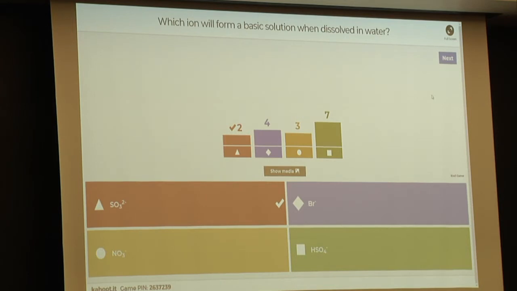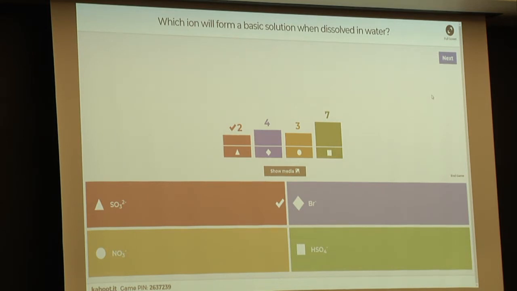Okay, so you have Br minus, NO3 minus, SO3 2 minus, and HSO4 minus, right? If you were to add a hydrogen to each of these ions, that's what we're doing. If you add a hydrogen to Br minus, you'll get HBr, which is an acid. If you add an H to HSO4 minus, like if you have HSO4 minus in water, what would that yield? That would yield H2SO4.